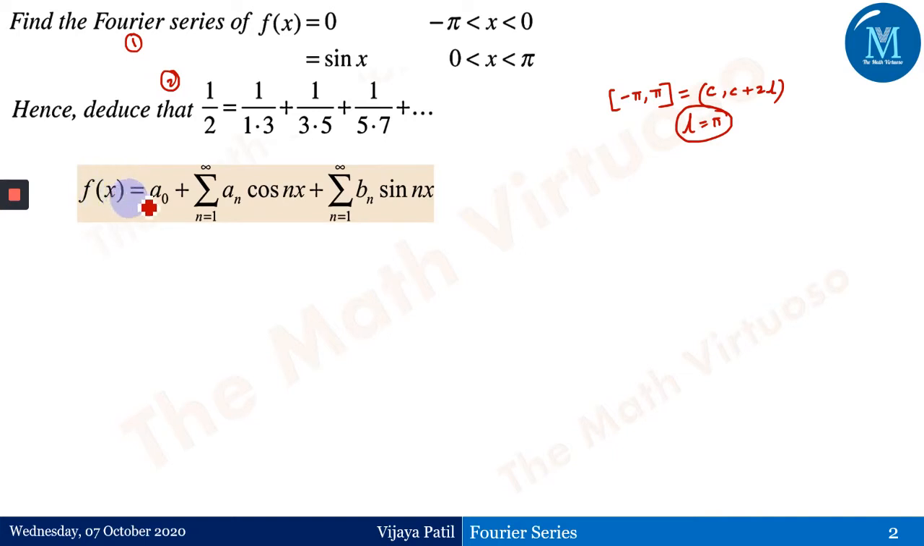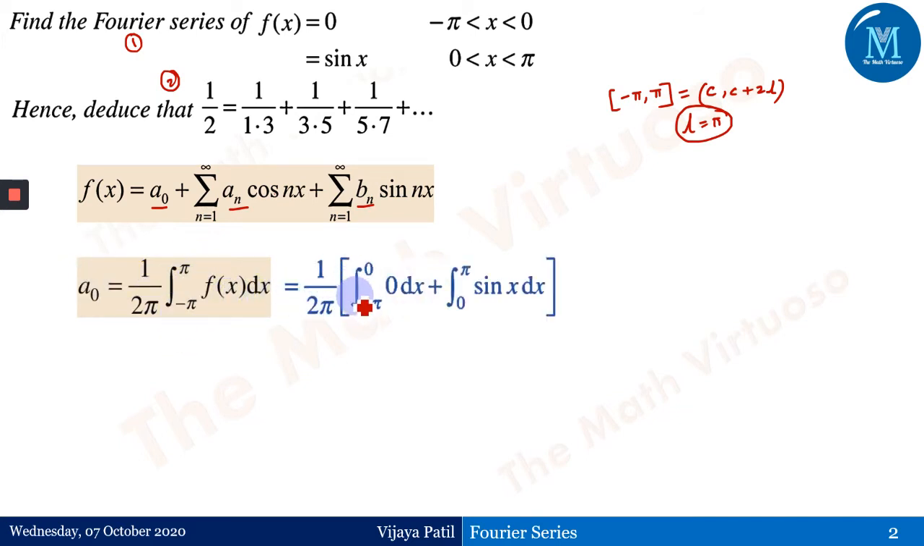And therefore f of x is a0 plus summation of an cos of nx plus bn sin of nx. So I need to find out a0, an, bn to write down this Fourier series. So a0 is 1 upon 2π integration from minus π to π of f of x dx. I'm putting the value of the function as 0 in minus π to 0 and sin of x in 0 to π, and therefore this first integration will be 0 because the function is 0, and we have to just integrate the second.